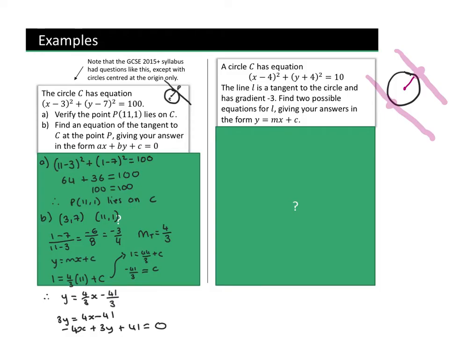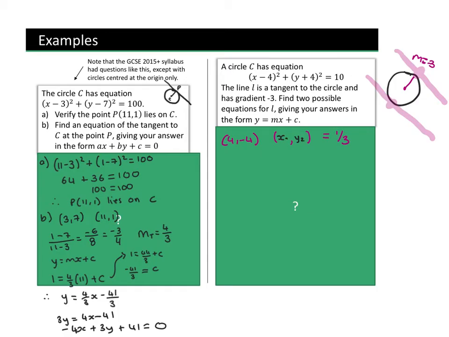We know our centre is (4, -4) and our radius squared is 10. So what we need to find is the point. We know the gradient, m equals minus 3. So we know the gradient between this point and another point is going to equal positive a third. Now, there is more than one way to do this.